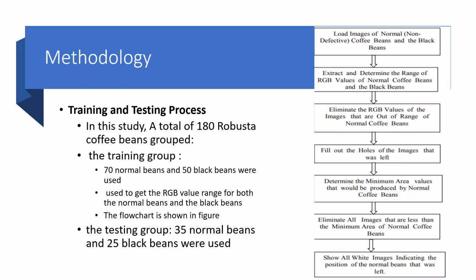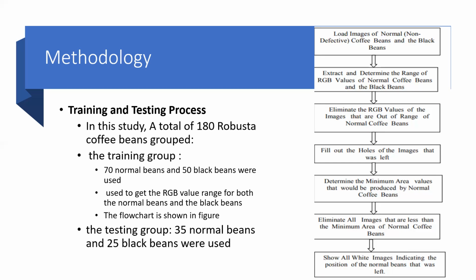In the training and testing process of the methodology, a total of 180 Robusta coffee beans were used in this study. The 180 coffee beans were grouped in two major groups, the training group and the testing group. There are 70 normal beans and 50 black beans used for training, and for testing 35 normal beans and 25 black beans were used.